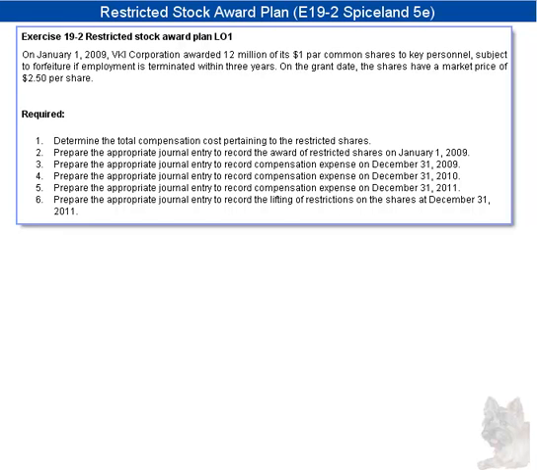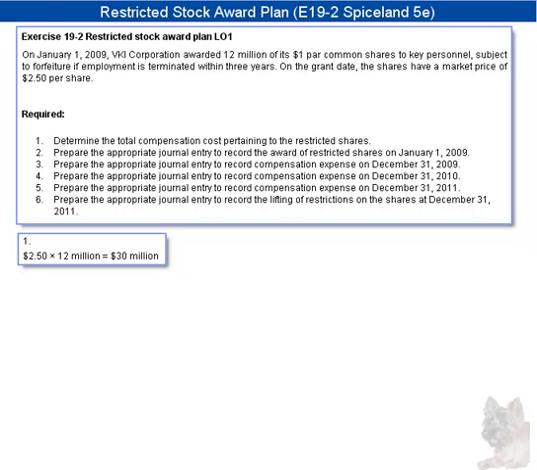All right. Requirement 1 says, determine the total compensation cost pertaining to the restricted shares. And how we calculate that is we take the $2.50 per share cost and multiply it times the 12 million shares. So to see that solution, let me bring this over and put that on the screen for us. And that's the answer to part 1.